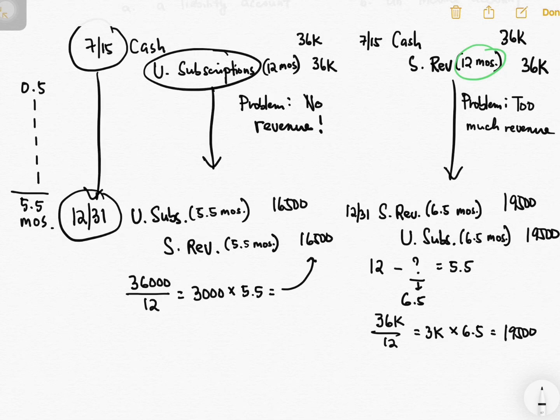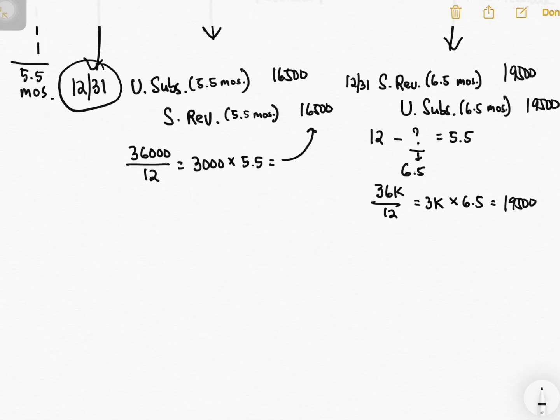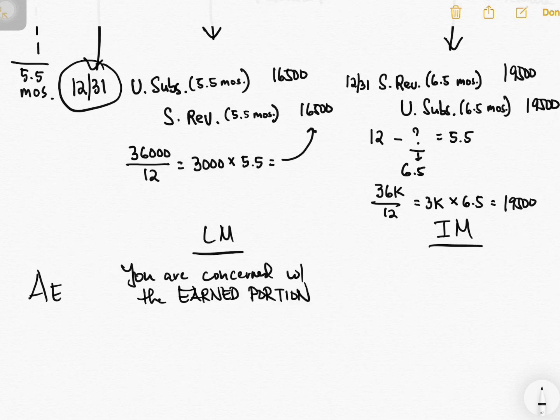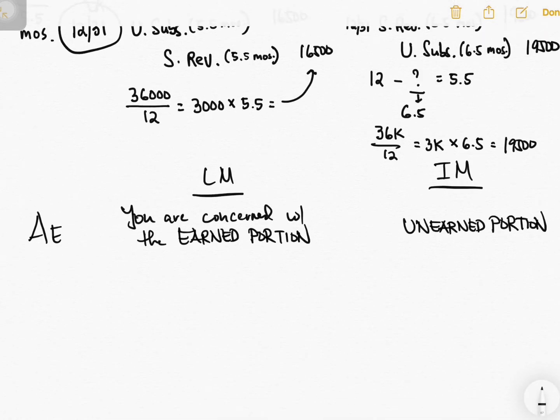But I still have some additional notes here, so do not leave yet. When you are preparing the adjusting entry for liability method and the income method, under the liability method, you are concerned with the earned portion, while under the income method, you are concerned with the unearned portion. This may sound useless, but this is really helpful, no? Sir, what do you mean by that? Can you elaborate on that?